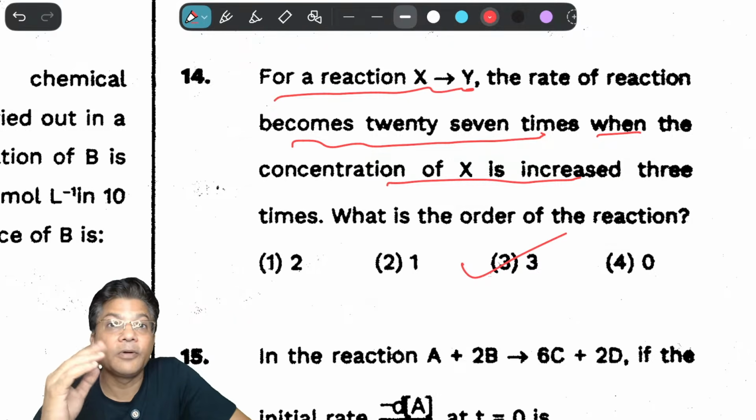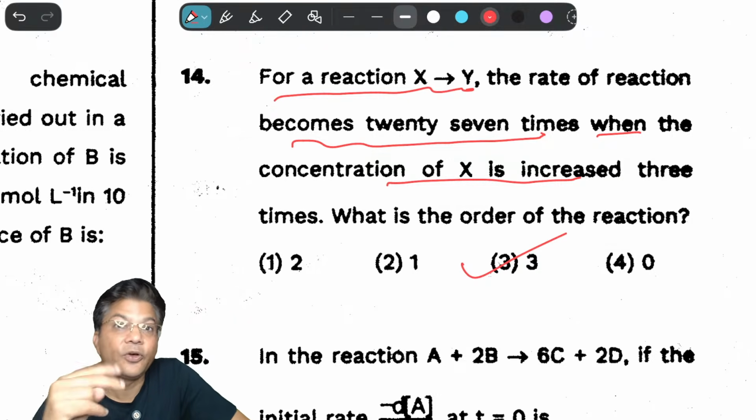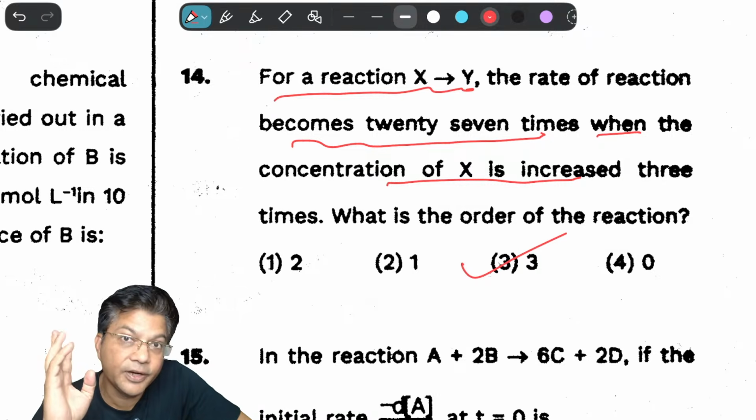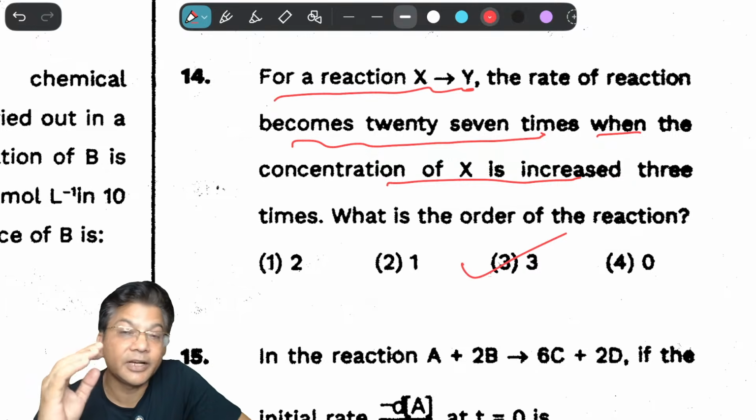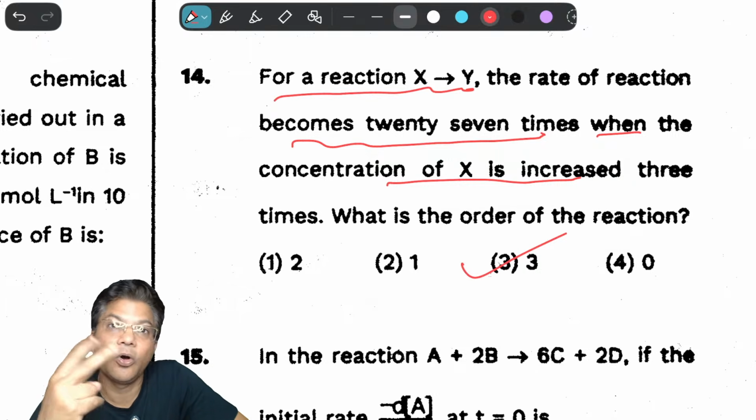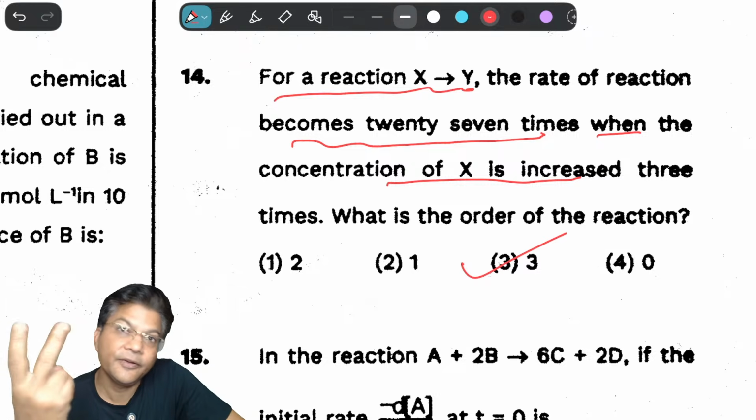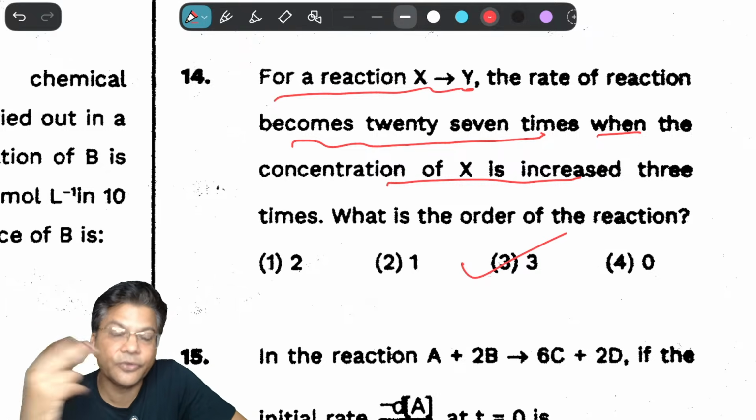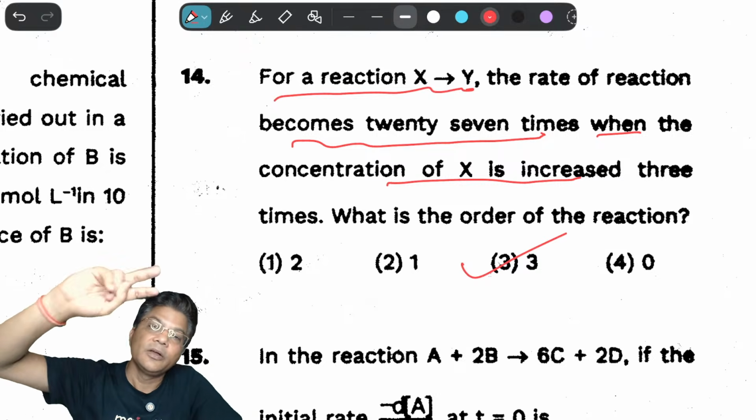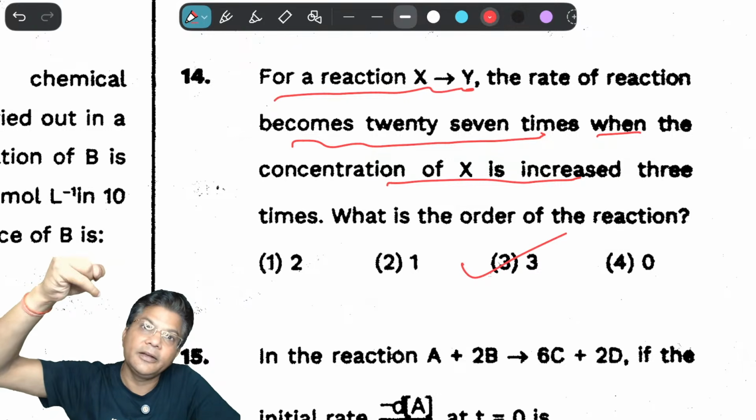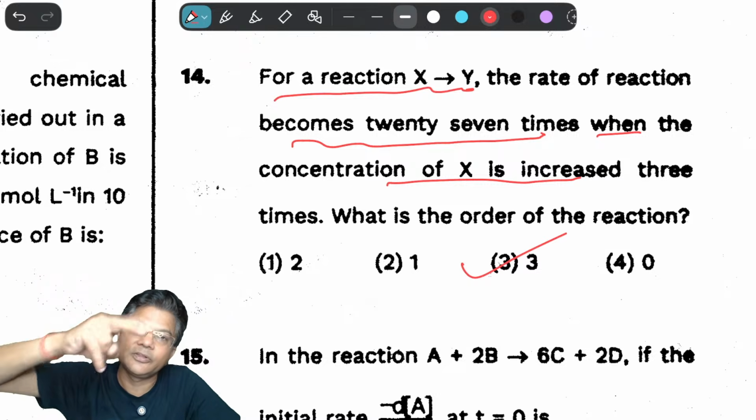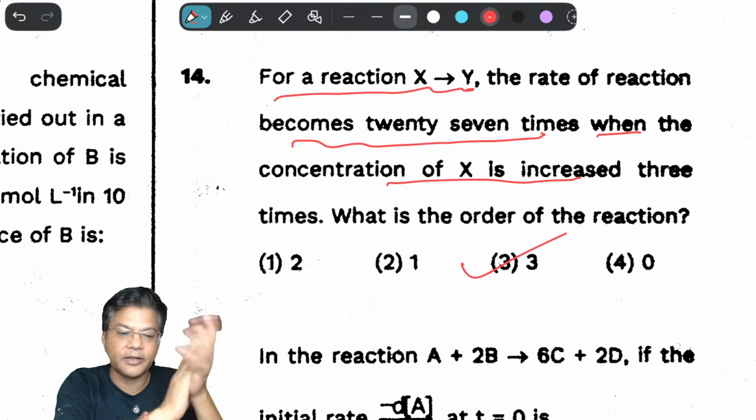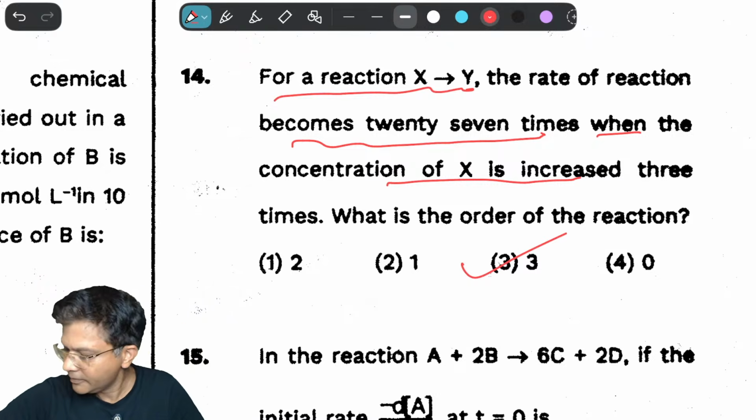Now if the power were 2, and you increase the concentration 3 times, then 3 squared, 9 times, the rate would become. No, that is also not the case. They are saying 27 times. So the power is 3, which means the order of reaction is 3. If you increase the concentration 3 times, then 3 into 3 into 3: 3 3s are 9, 9 3s are 27. You got it, everyone? Got it?